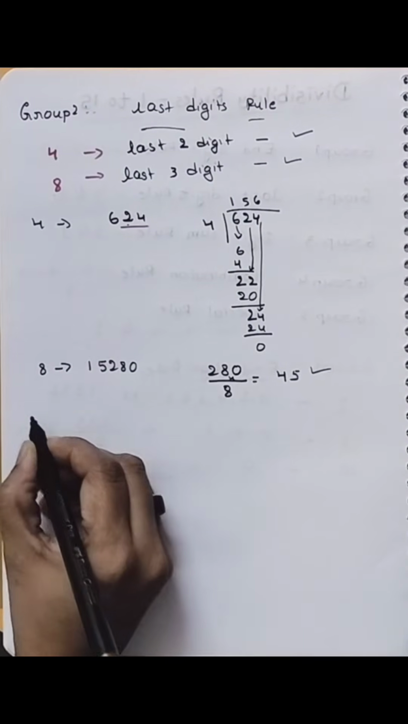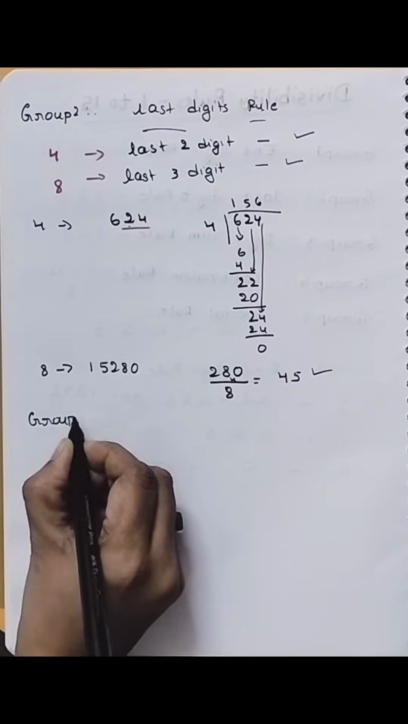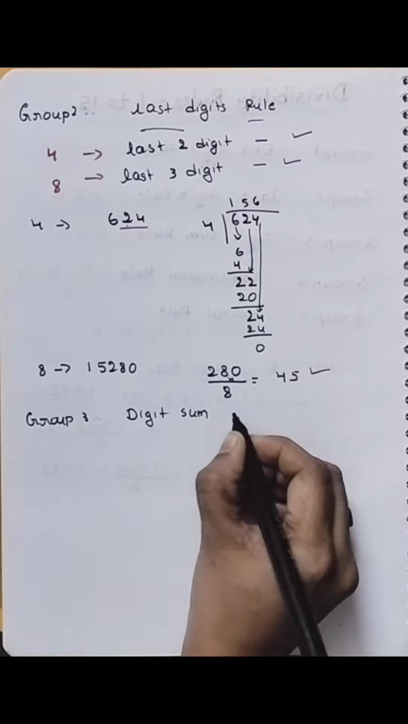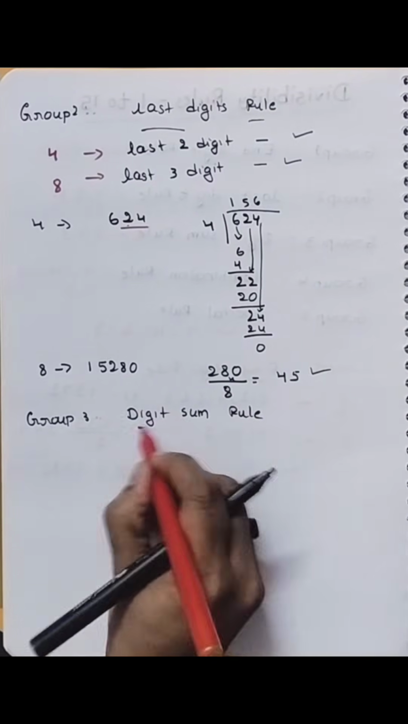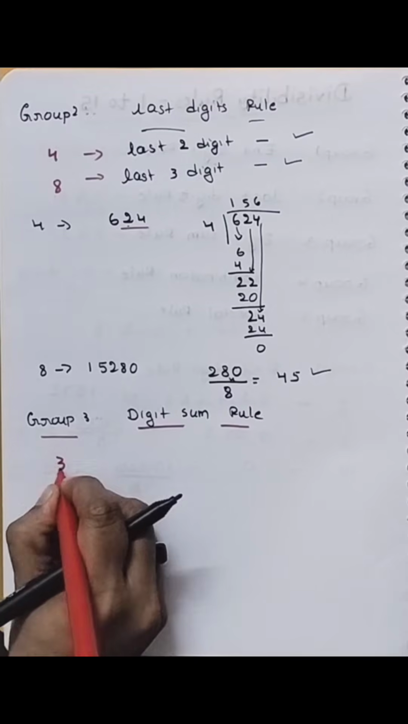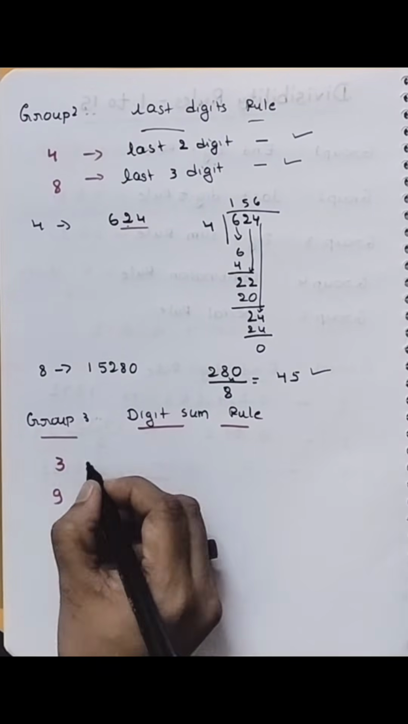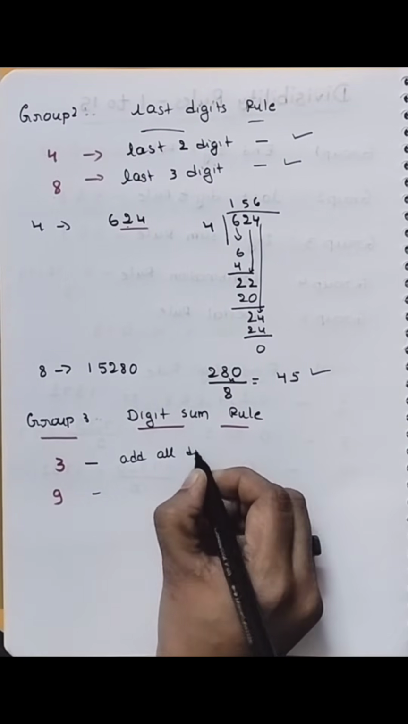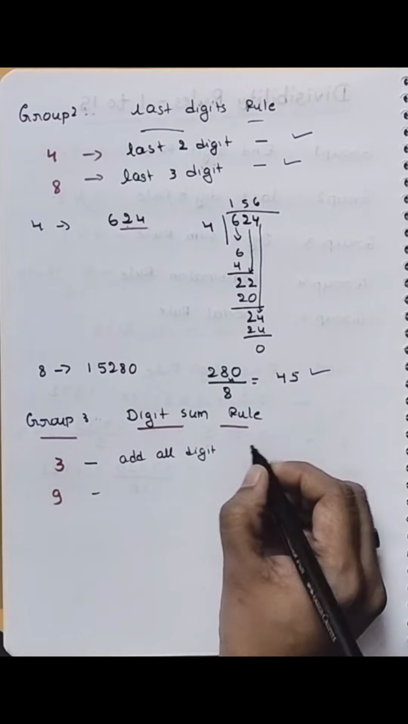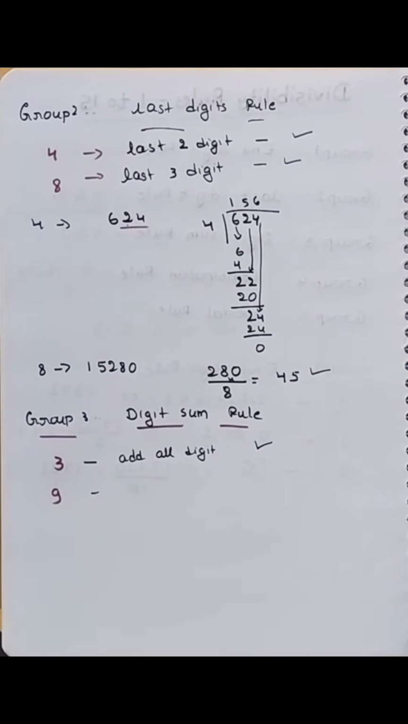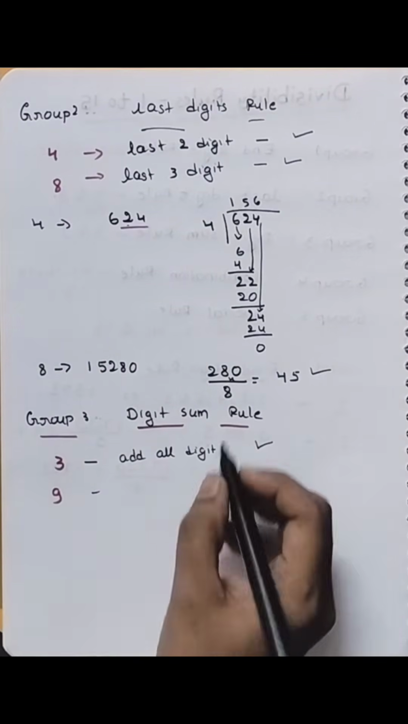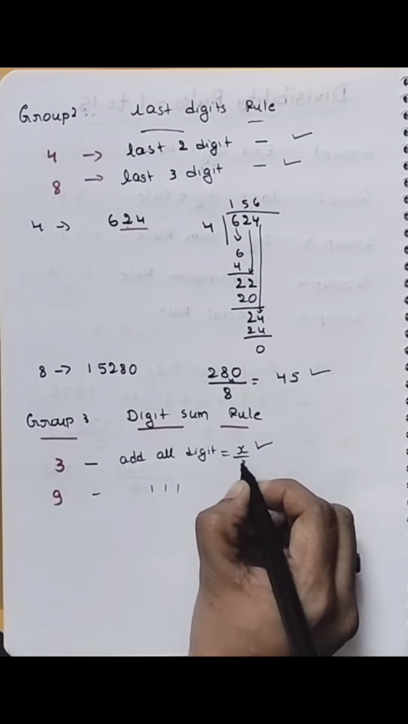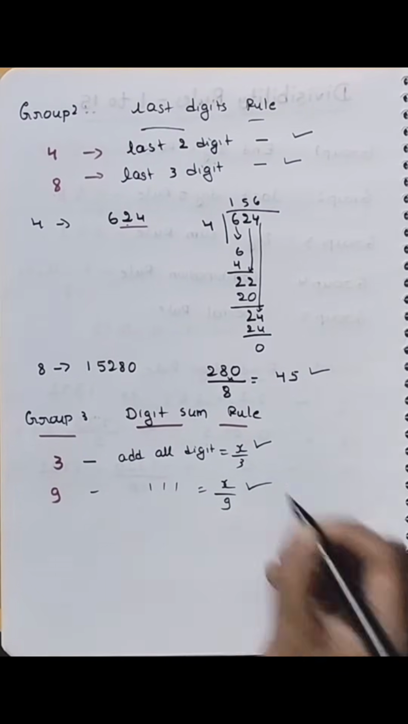Next, we'll consider group 3. So what is group 3? Group 3 is digit sum rule, right? So what are the numbers that come under this? That is 3 and 9, right? If you add all the digits and that sum goes with 3, then the entire number goes with 3. Similarly for 9, since it is the digit sum rule, we have to add all the digits. If that sum goes with 9, then the entire number goes with 9.